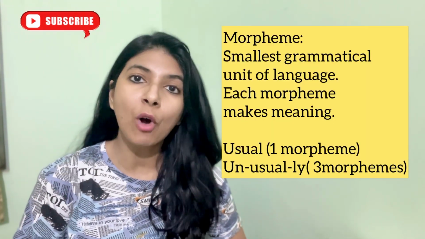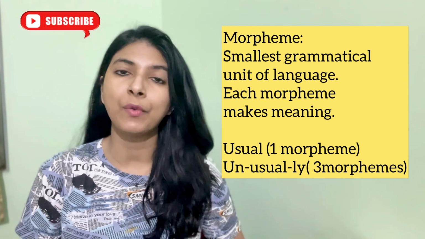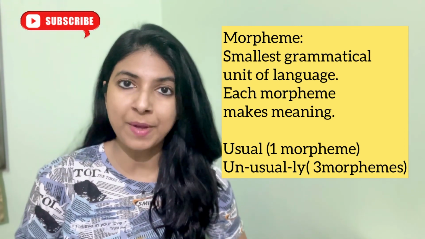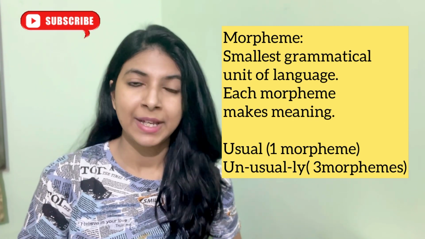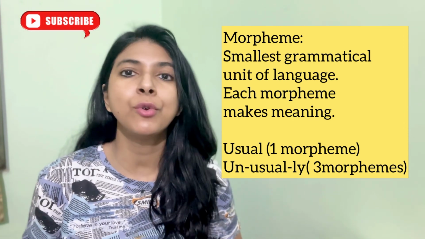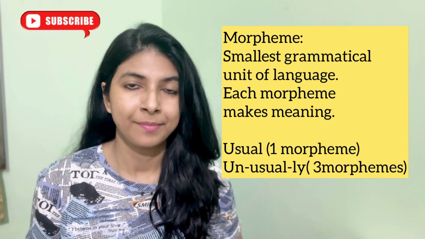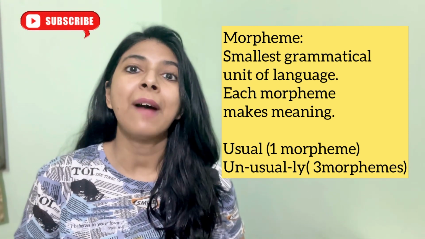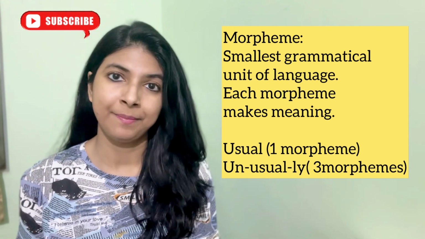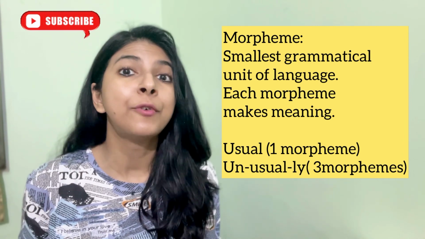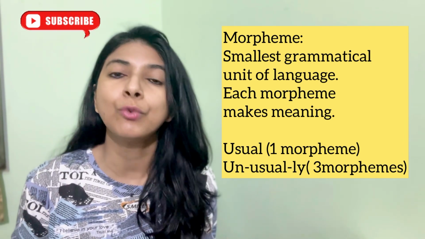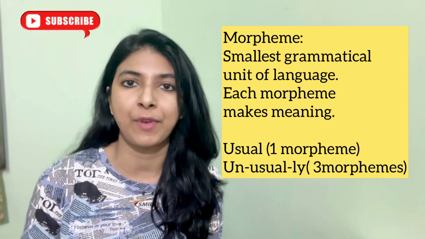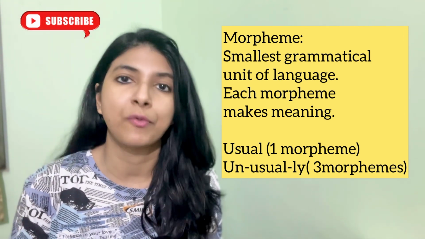The next term that we have is morpheme. Morpheme is the smallest grammatical unit of language. Each morpheme makes a meaning. The word usual has one morpheme and usual is an adjective. Now, when we have the word unusually, we can see there are three morphemes. Un is the prefix, usual is the root word, ly is the suffix. So there are three morphemes.